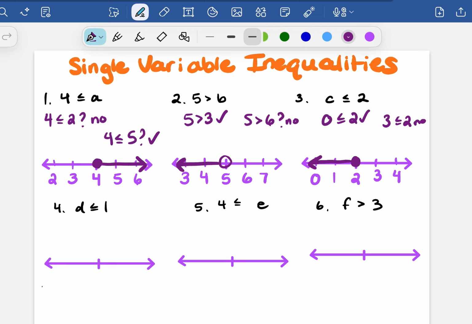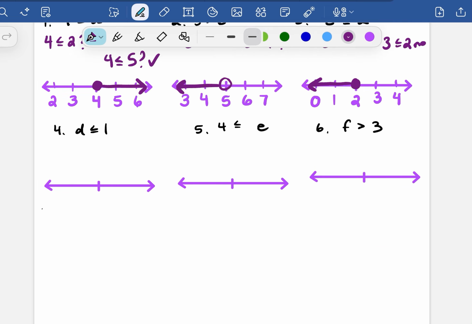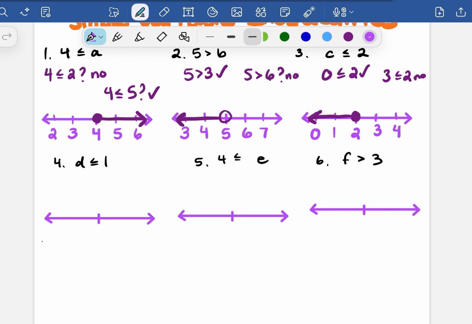Pause the video here and try 4, 5, and 6. Okay, assuming that you paused the video and tried these, let me go over 4, 5, and 6. So for number 4, D is less than or equal to 1. I'm going to center my number line around 1 and go up to 2 and 3, and then also down to 0 and down to -1. D is centered around 1, so I'm going to draw a closed circle because we have an equal to sign there. And our possible answers are less than or equal to. So I'm going to draw an arrow to the left.